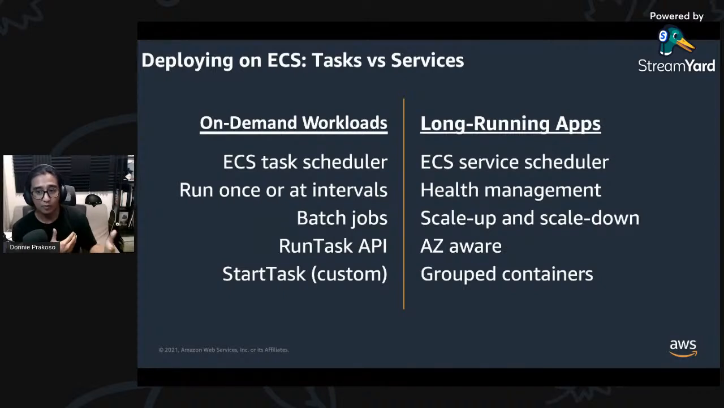Now, for long-running workloads, the ECS Service Scheduler is used. It provides health management features to ensure workloads are up and responding correctly. The ECS Service Scheduler also supports the scaling up and down of workloads and has an awareness of availability zones. Now, these features make it ideal for workloads that need to be highly available and scale to meet changes in demand.